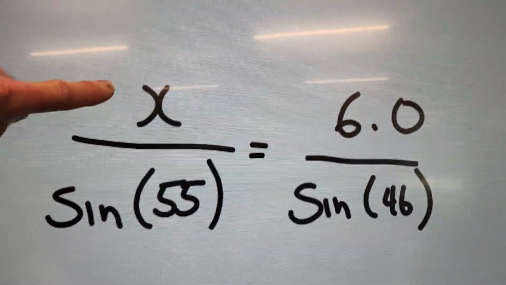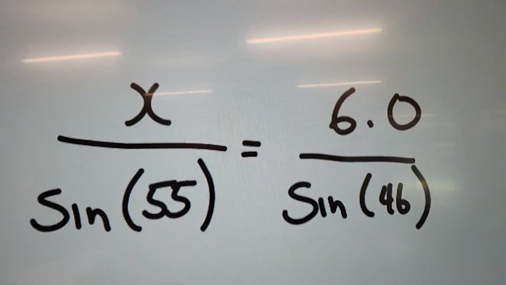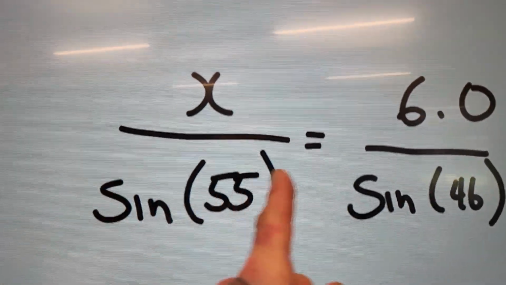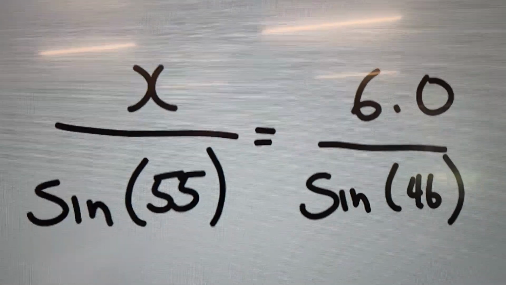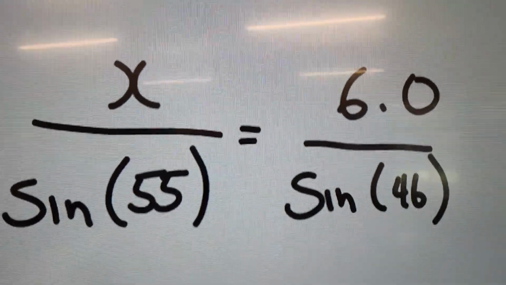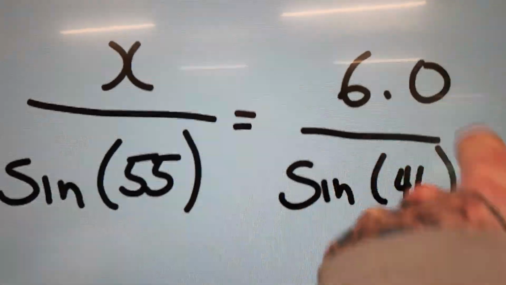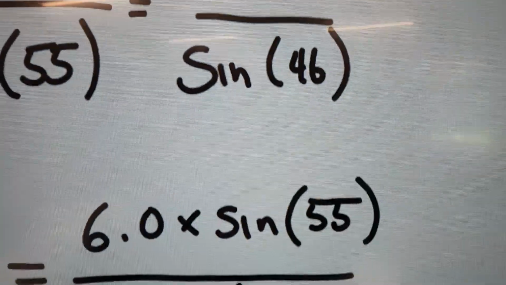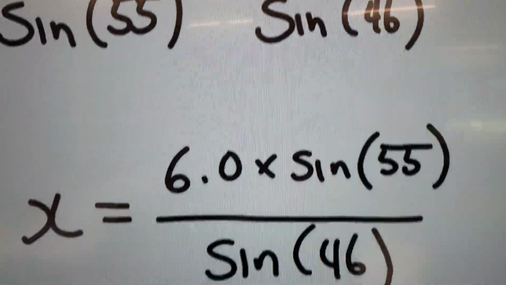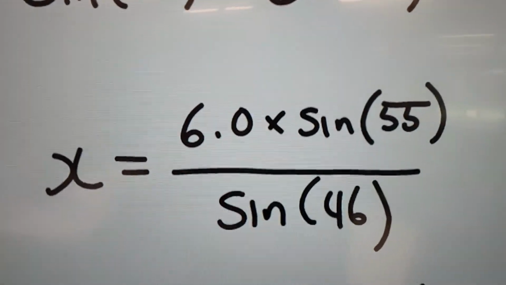Now the object is we want to get that X all by itself. But the X is currently being divided by the sine of 55. How do you undo division? That's right. So this 6.0 is simply going to be times by that sine of 55. Now the X is all by itself.